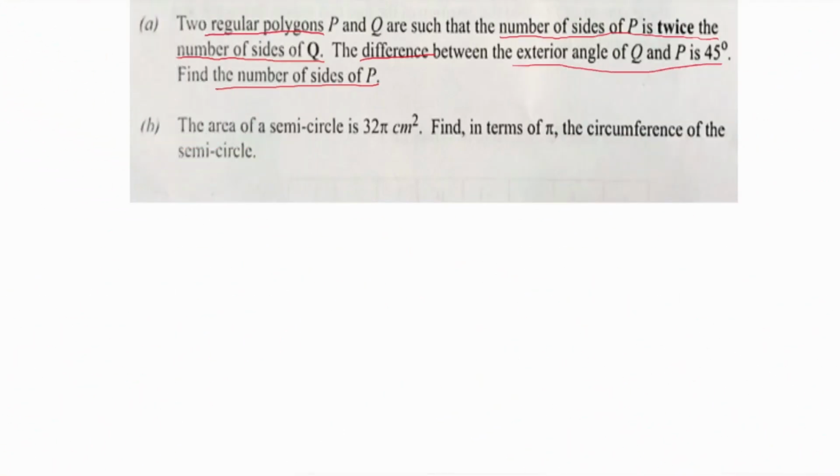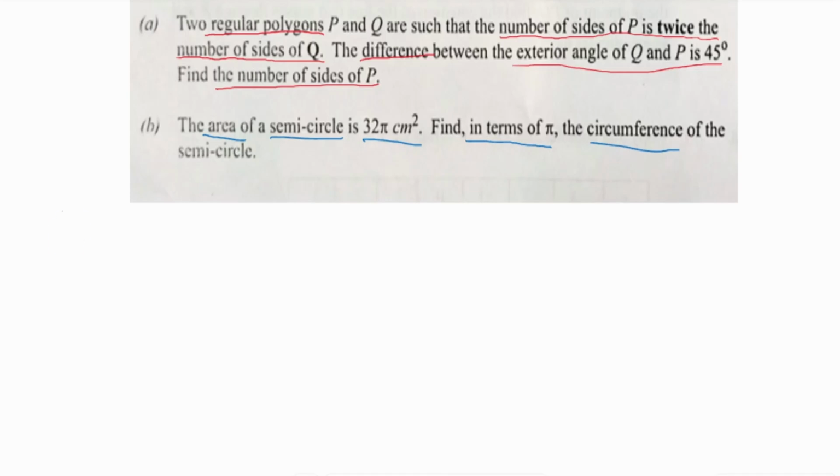Let's now solve the B part, which says that the area of a semicircle is 32 pi centimeters squared. Find in terms of pi the circumference of the semicircle. Again, we'll start by underlining the key fact that the area of a semicircle, that is a very important point, is 32 pi centimeters squared. And now we are finding in terms of pi, that's a very important information, the circumference of the semicircle.